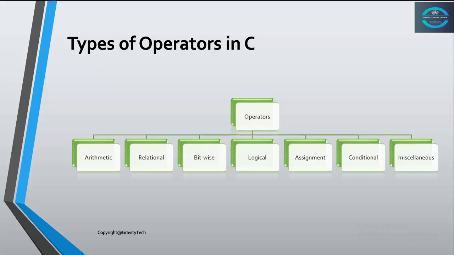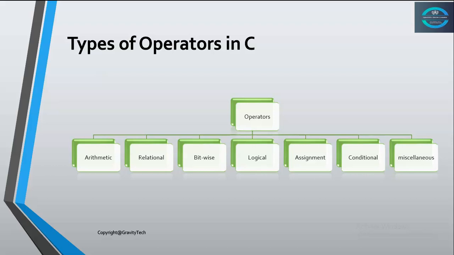So in simple words, an operator is a symbol that tells the computer to perform certain mathematical or logical manipulation. Operators are used in a program to manipulate the data and variables. They usually form a part of a mathematical or logical expression. C language operators can be divided into 7 types. But in this video, we will see only the first few types, and then the rest of the types will be covered in the next session.